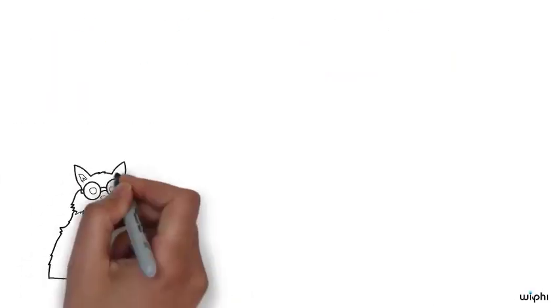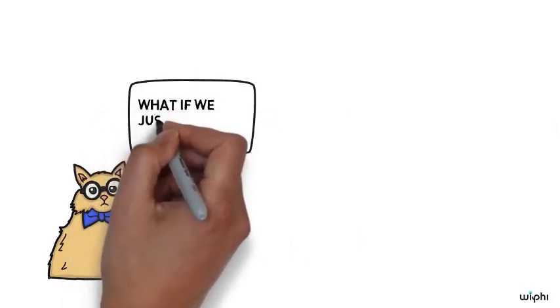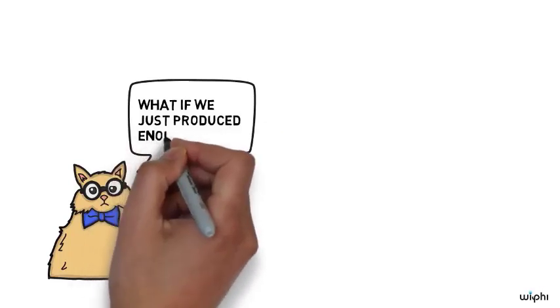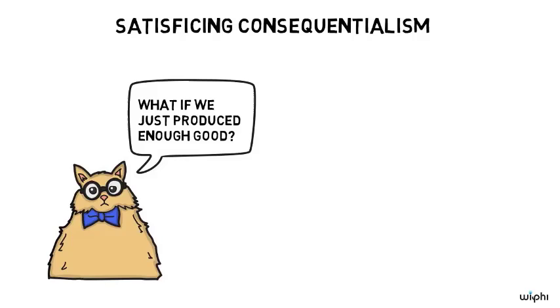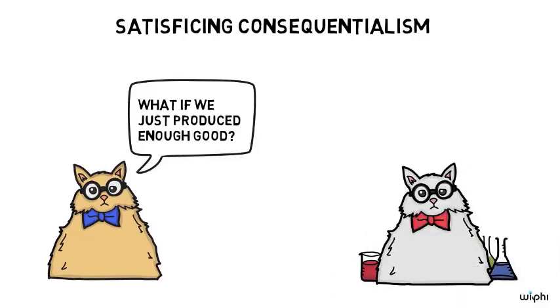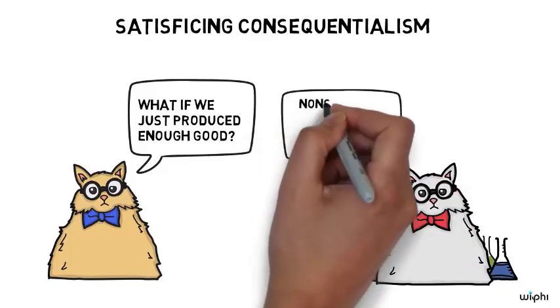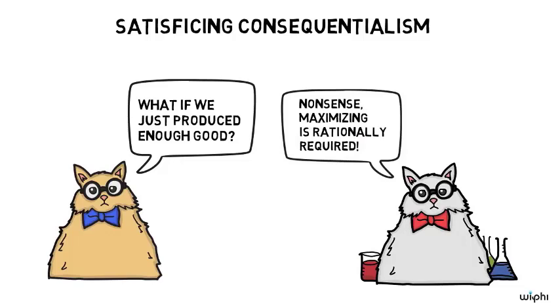To avoid this problem, some consequentialists hold that the right action need not maximize the good. Instead, the right action is the action that produces enough good. This is called satisficing consequentialism. However, this approach seems odd, since maximizing seems to be rationally required by the observation that more good is surely better than less good.